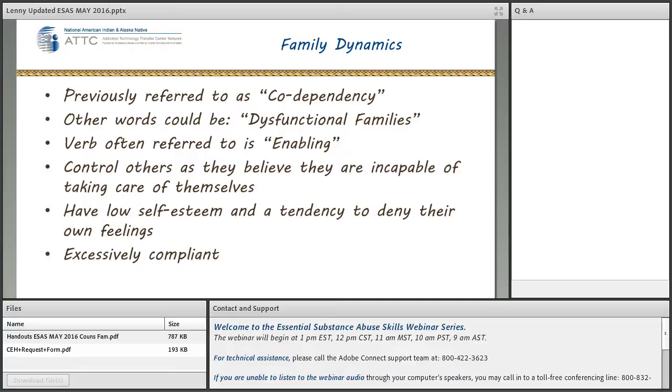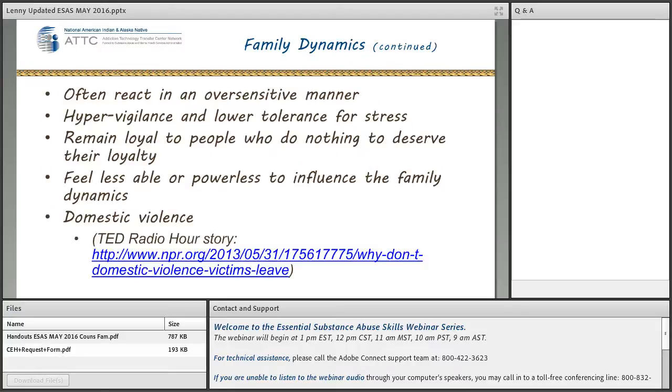So these are some of the characteristics of codependency. With the family dynamics continued, they often react in an oversensitive manner, with hypervigilance and lower tolerance for stress. They remain loyal to people who do nothing to deserve their loyalty. They feel less able or powerless to influence the family dynamics, and sometimes domestic violence is a huge issue and plays a huge role not only with Native families but also LGBTQ individuals.